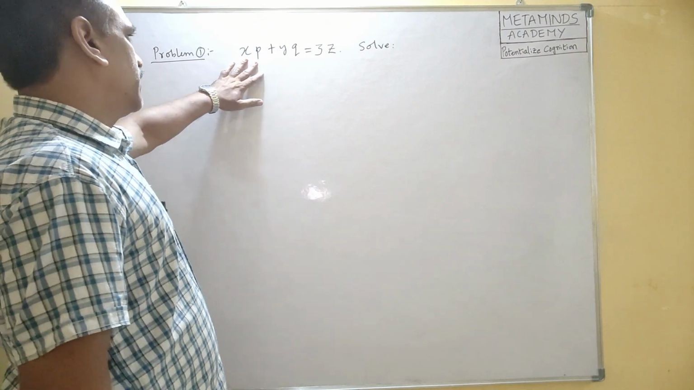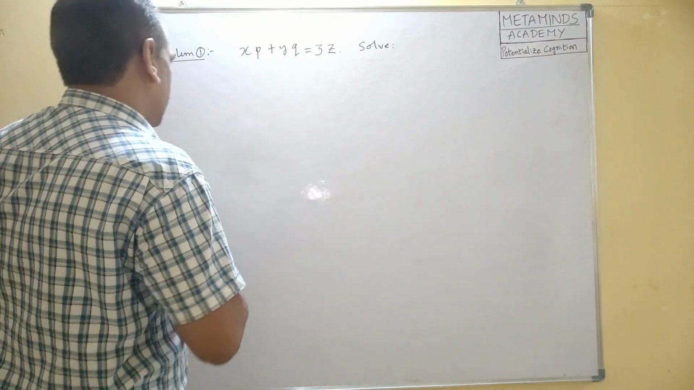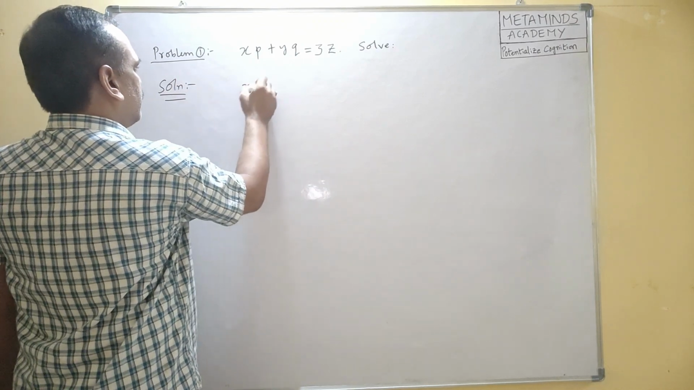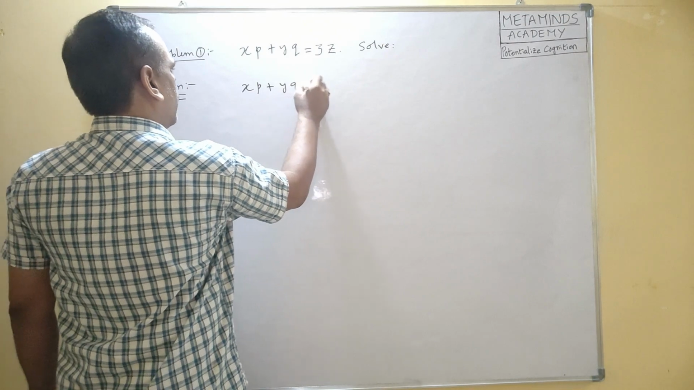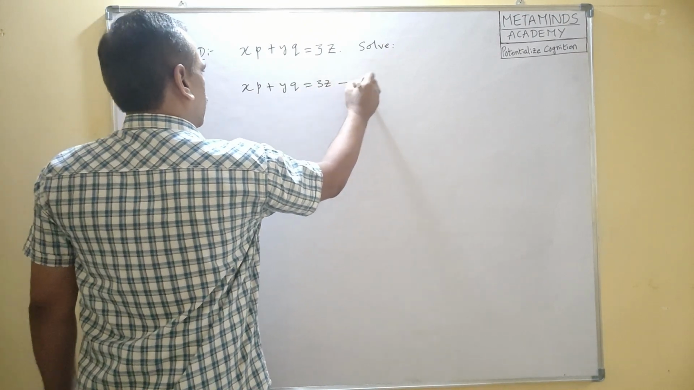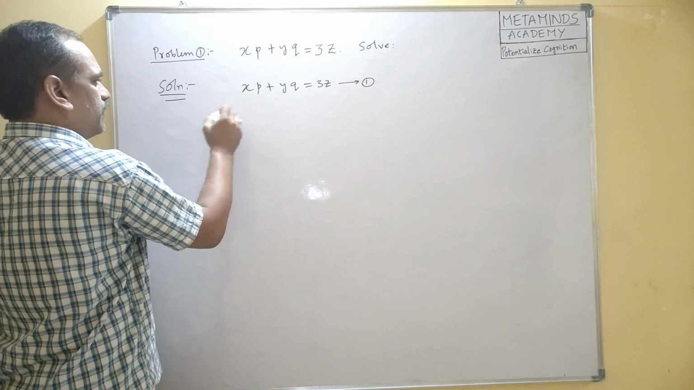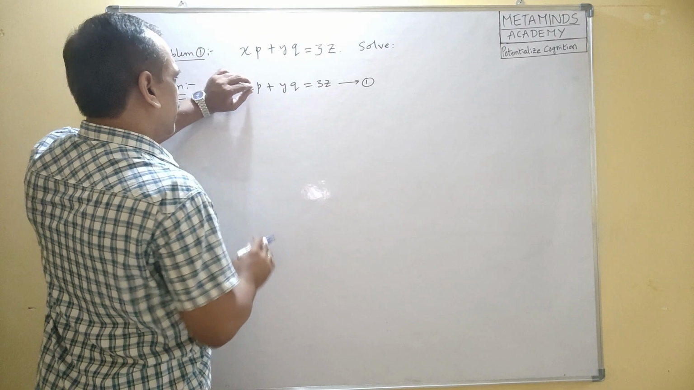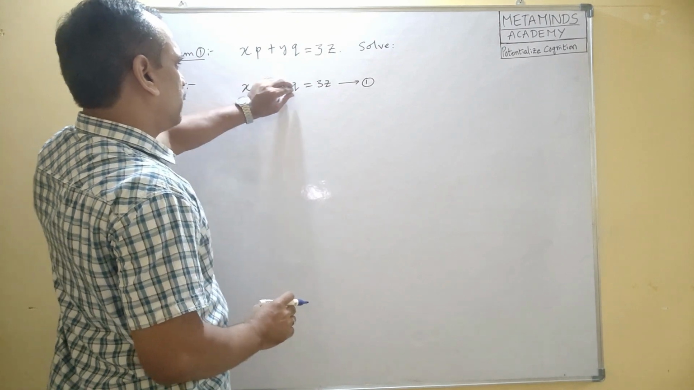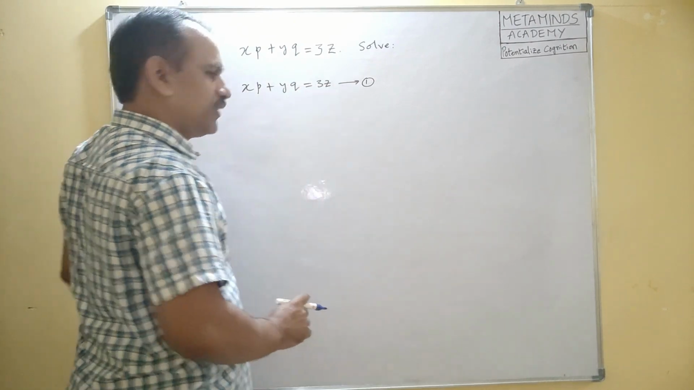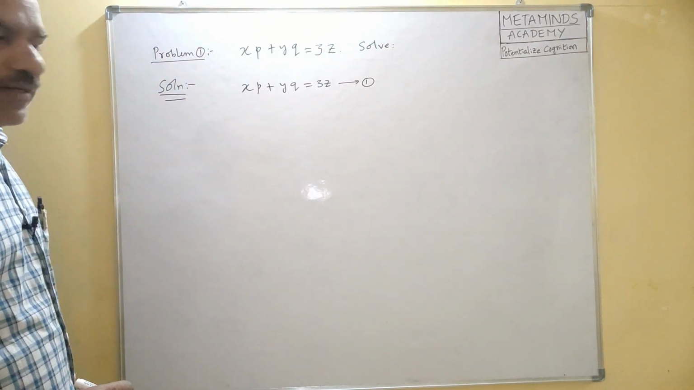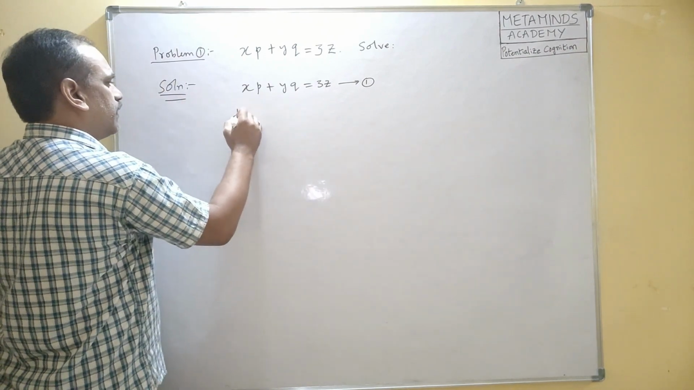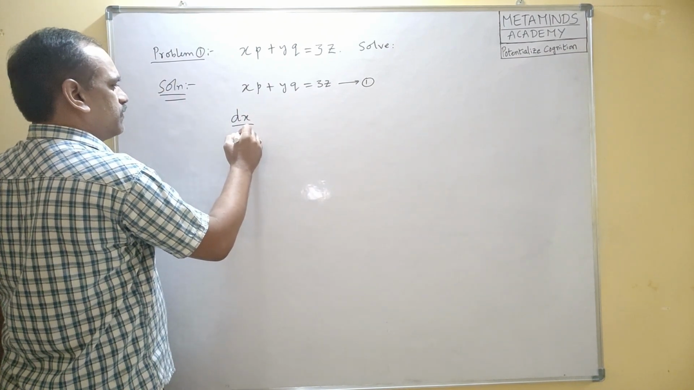Now let us solve some problems based on Lagrange's multipliers method. This is the given equation: xp plus yq equal to 3z. How to solve this? Name it as 1. Write the subsidiary equations, because this is already in the form of a function of x, y, z into p plus a function of x, y, z into q equal to a function of x, y, z. So you need not rearrange this equation. Directly you can write the auxiliary equations.